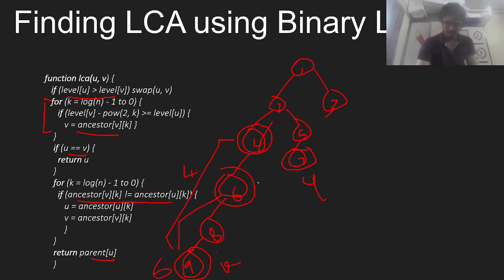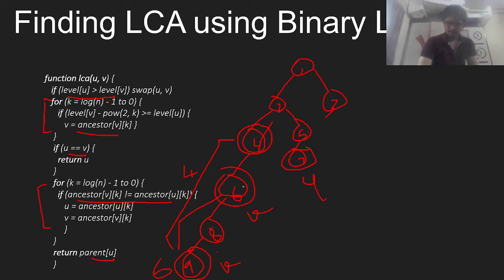Is this clear to everybody? First step. The 9th node was here, the 7th node was here. We first need to equalize their levels. So what we did was we started from the highest power of 2 till 0 and kept on decrementing, kept on moving 9 until both of the levels are equal. So now our u is this one, 7, and our v comes out to be 6 now. Okay, so we see that u and v are not equal, right? So we'll move on to this part.